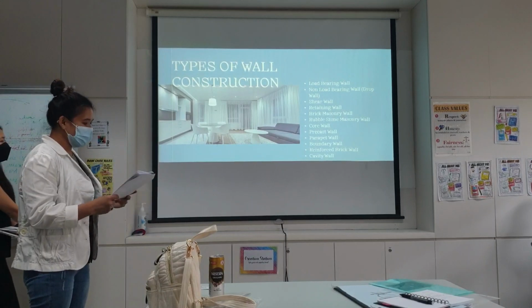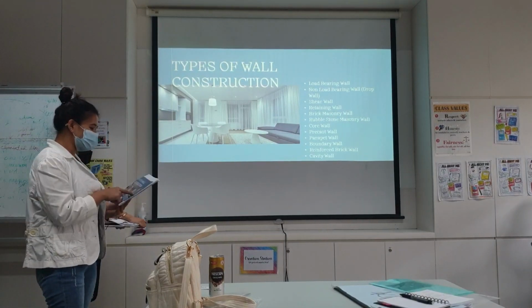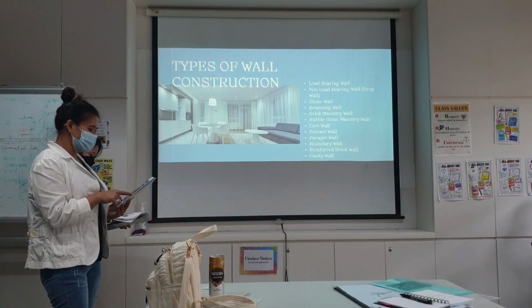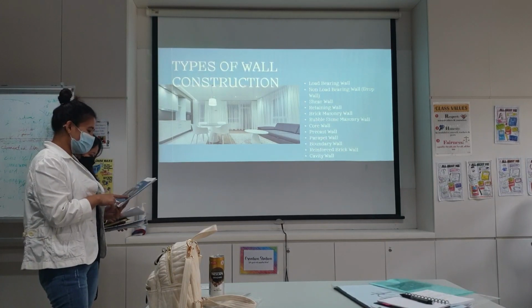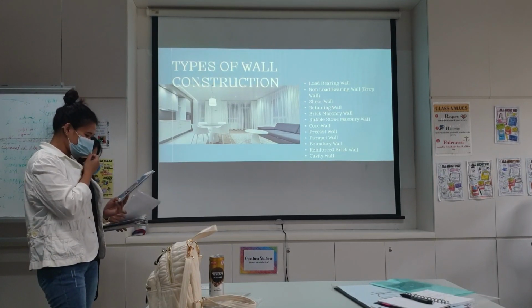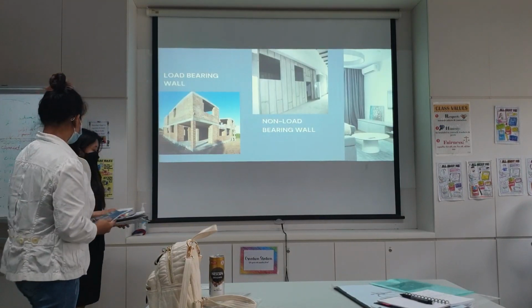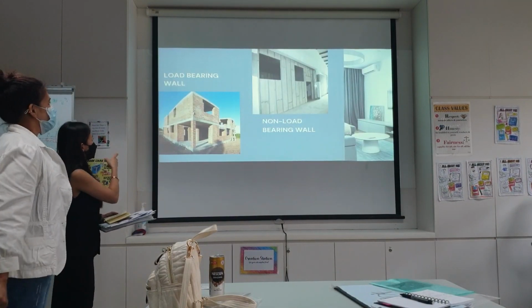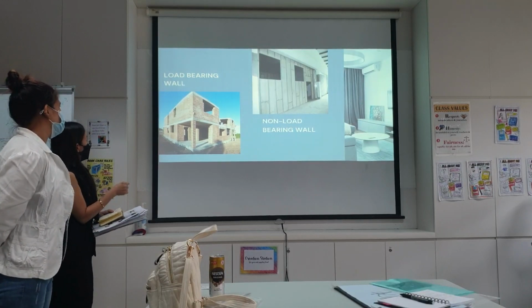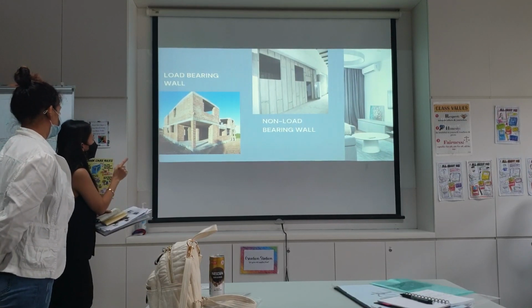There are load bearing wall, non-load bearing wall, top wall, shear wall, retaining wall, brick masonry wall, rubble stone masonry wall, core wall, precast wall, parapet wall, boundary wall, reinforced brick wall, and cavity wall. Okay, there are a few types of walls. First, load bearing wall and non-load bearing wall.